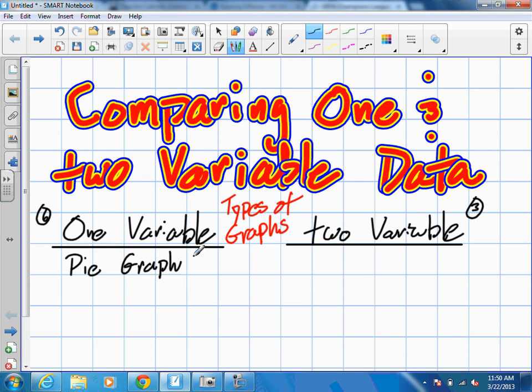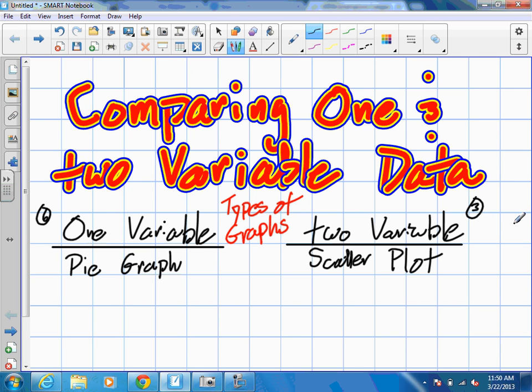Any other ones? A scatterplot. Now some of you maybe have not heard of a scatterplot before. Anyone who knows about it, what type of data can we use that to represent? Two variable. In a scatterplot, we are representing two pieces of data and we're comparing them to each other. So a scatterplot falls under two variable data. Thank you, Roy.